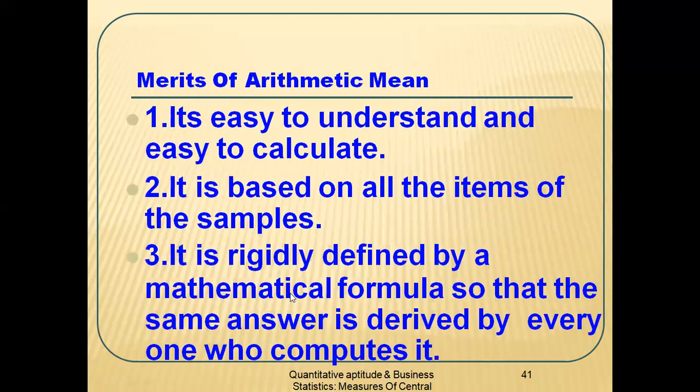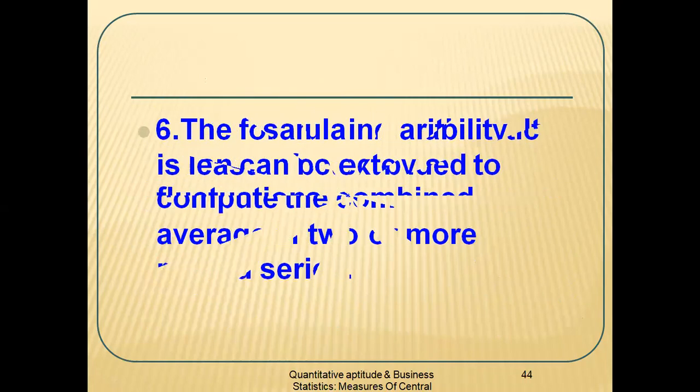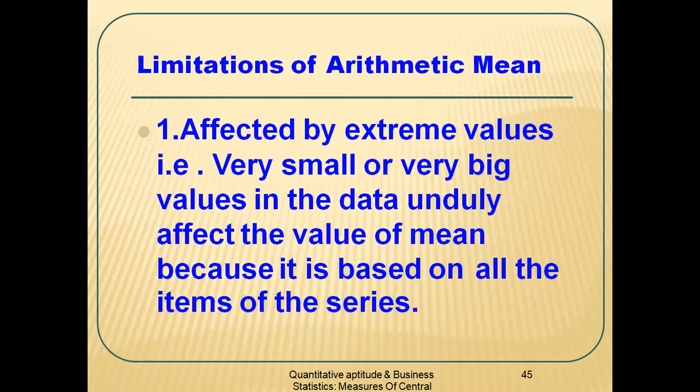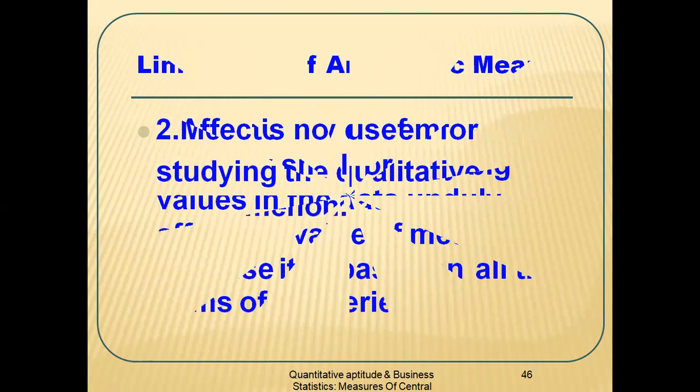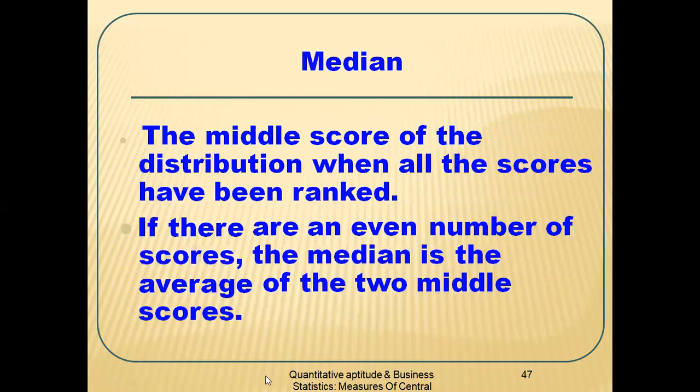Some advantages of arithmetic mean are that it is simple and easy to calculate, it is based on all the values, and it is mathematically proven. But the disadvantage is that it is highly affected by extreme values, and it is not useful for qualitative data. That means quantitative data and qualitative data. Quantitative data are those which can be expressed in numbers. Qualitative data are those which are not expressed in numbers.